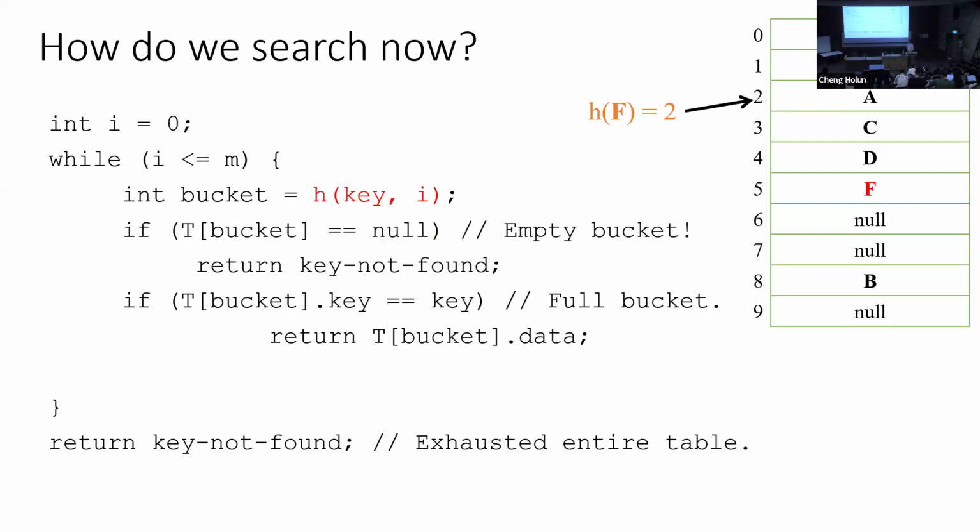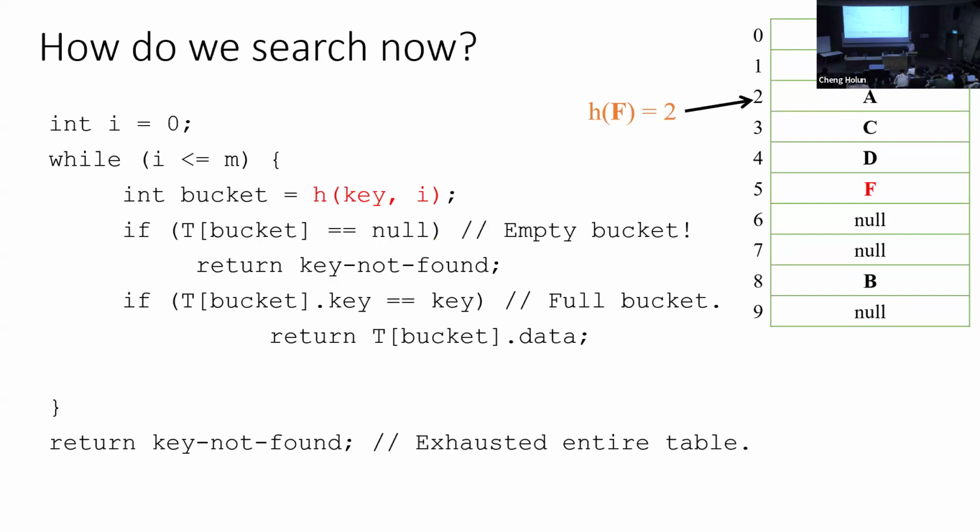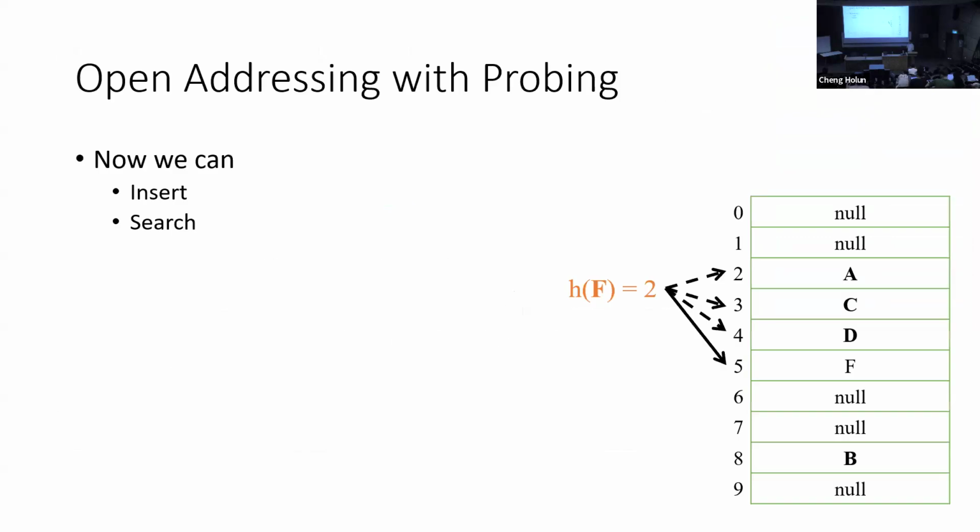So if the bucket is the key, it's good. If the bucket is equal to null, then you do not find it. Otherwise, you increase the counter. So after F, you look at 3 and 4 and 5 until two possibilities: one is you find the item F, the other is you meet a null. Okay, that is for searching.